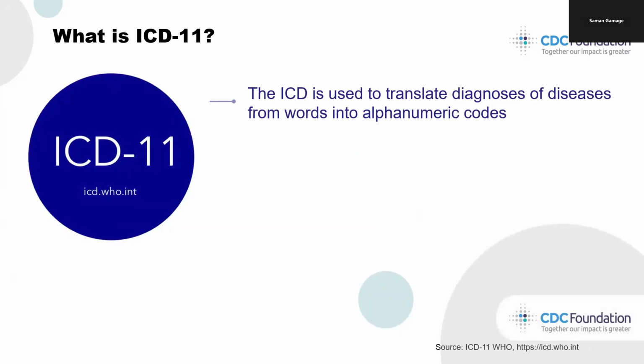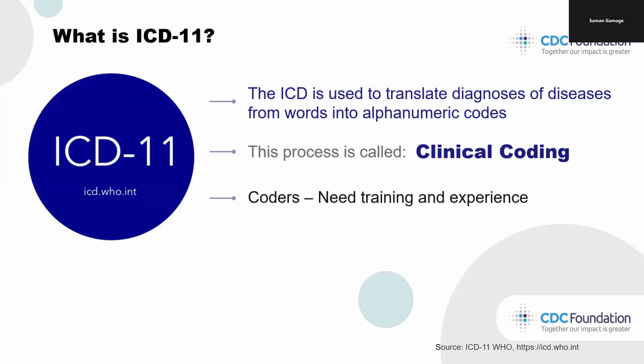ICD is used to translate diagnoses of diseases and causes of death from words into alphanumeric codes. Alphanumeric in the sense ICD codes comprise alpha characters, English letters, and Arabic numbers. This process of translation is called clinical coding because we translate clinical concepts. The person who does coding is called a coder, and coders need training and experience. I would say they need thorough training and experience.